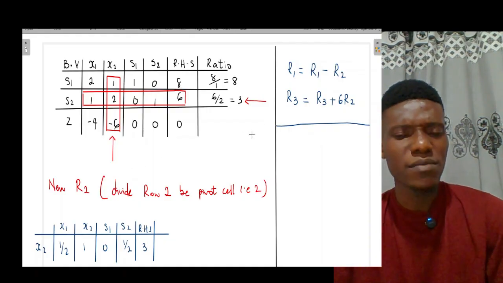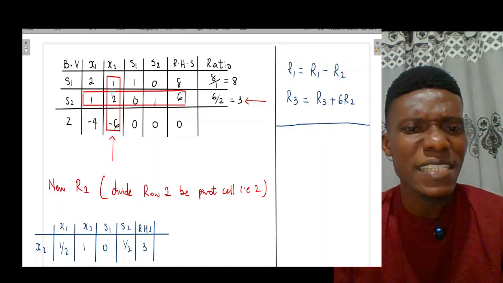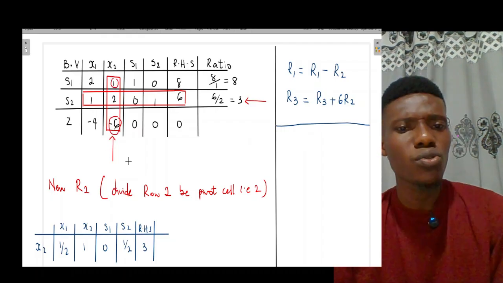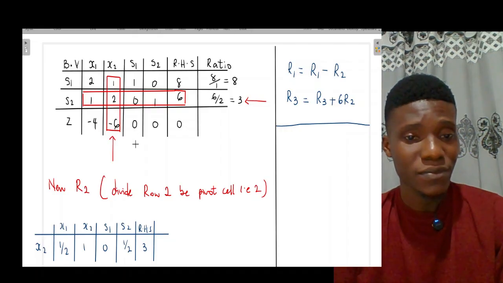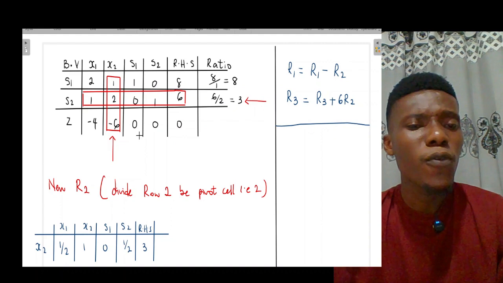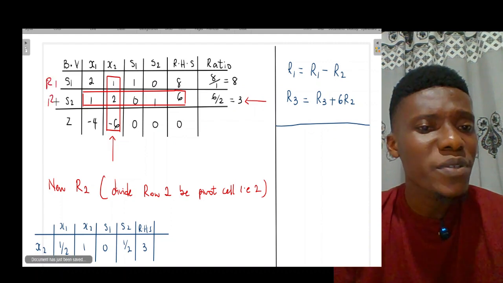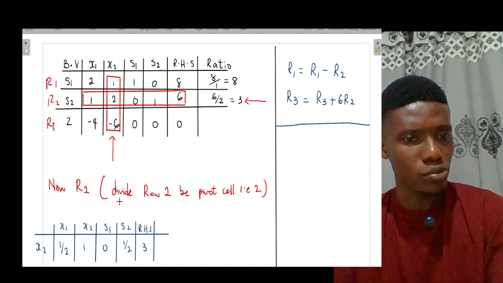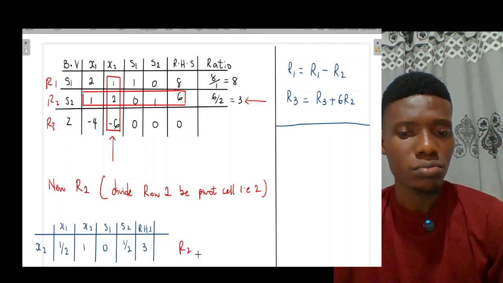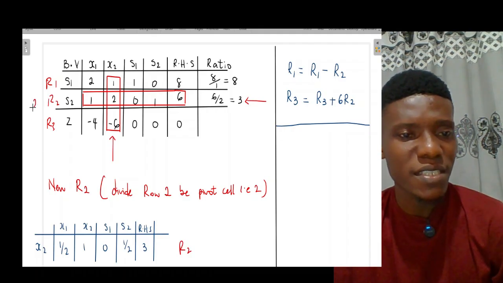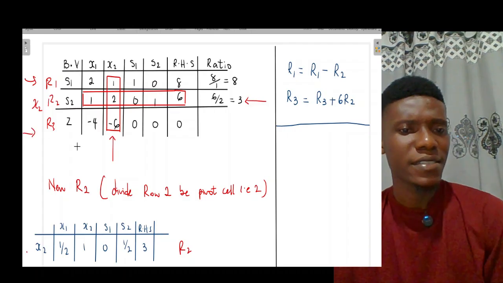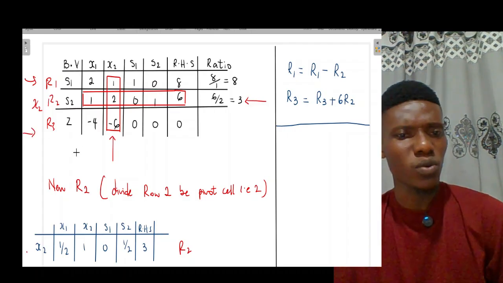To get the next table, you need to eliminate this to be 0 and this also to be 0. To do that, you need to generate a formula. Now, don't forget, this is our previous row 1, previous row 2, previous row 3. But we need a new table. Already, for the new table now, we already have a new row 2, because this place will be replaced by this. Now, what about this and this? We need to also replace those ones. How do we generate those ones?